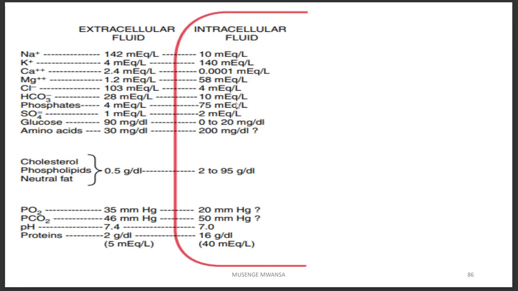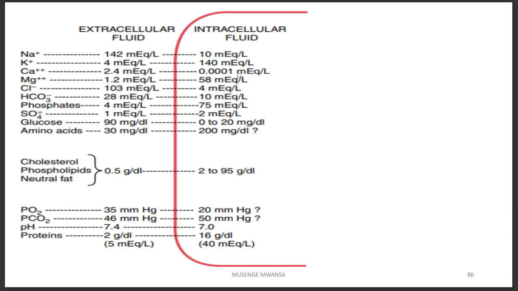All right. So these are some of the concentrations of substances within and outside the cell. Sodium is the major contributor of concentration outside the cell, 142 milliequivalent per liter. Also chloride ions and bicarbonate ions. These are the major contributors.